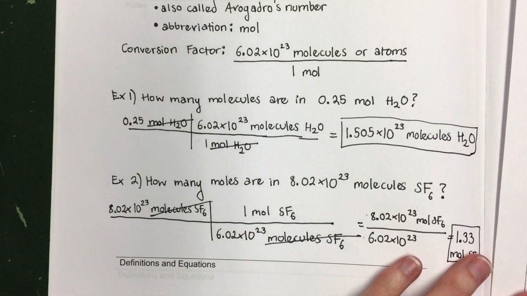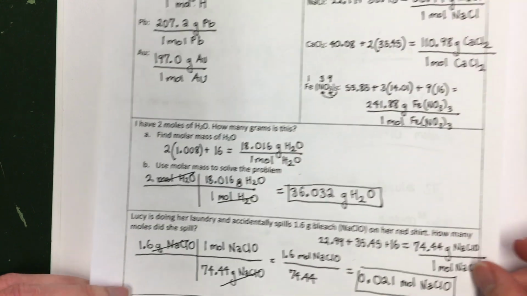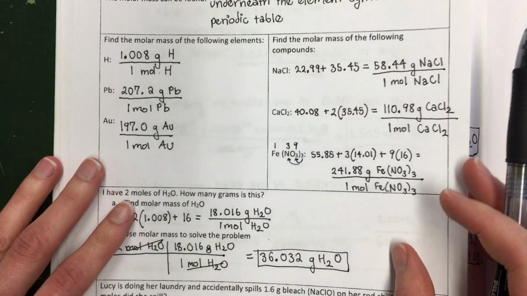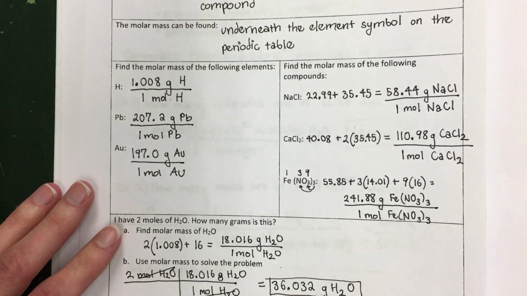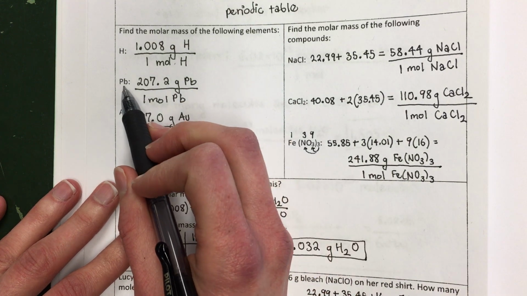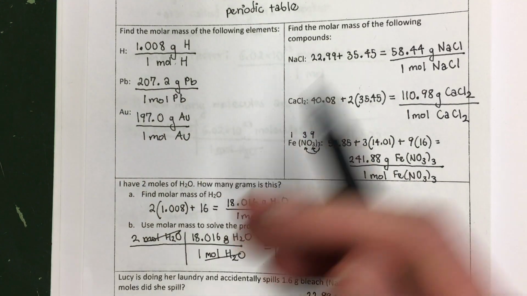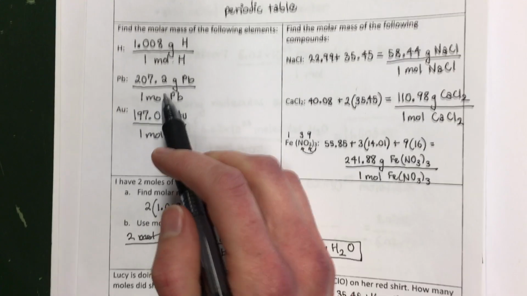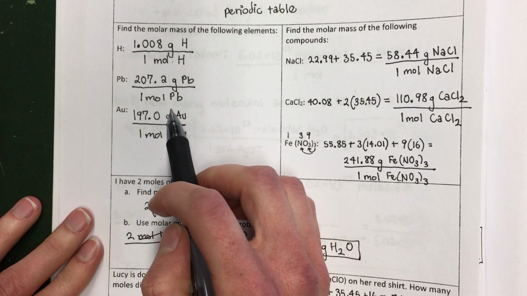Now we also talked about molar mass. And remember, the molar mass is the mass of 1 mole of any element or compound. And you find it on the periodic table. So, for example, we looked up lead. The number underneath lead on the periodic table was 207.2. So that's the number of grams of lead in 1 mole of lead.